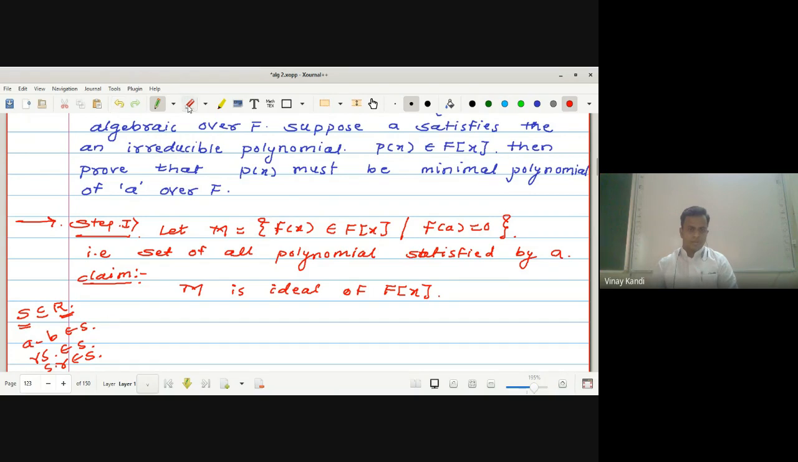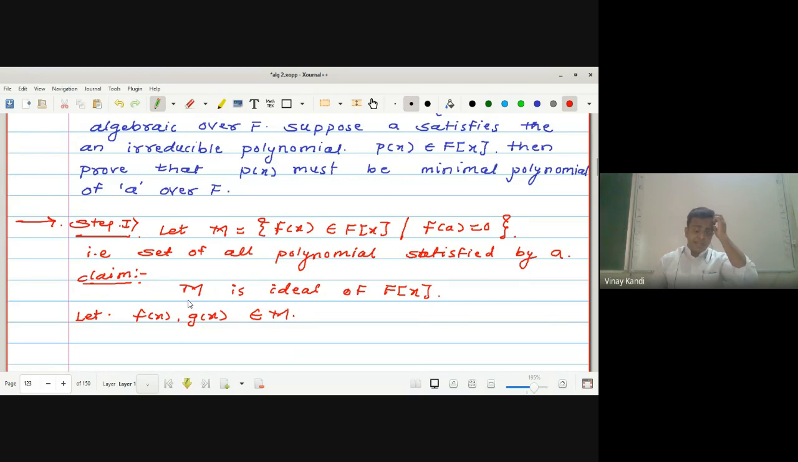Similarly, here we have to prove that this capital M, that set, is an ideal of F of x. Okay, so let f of x and g of x be two elements belonging to capital M. That is, first we have to prove that M is an additive subgroup. Now to prove that first condition, f of x minus g of x belongs to capital M.